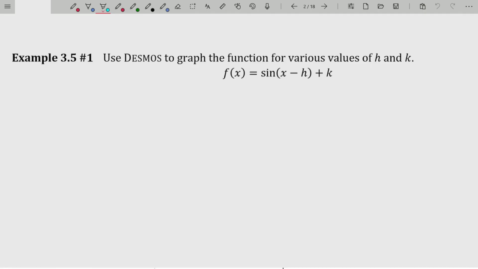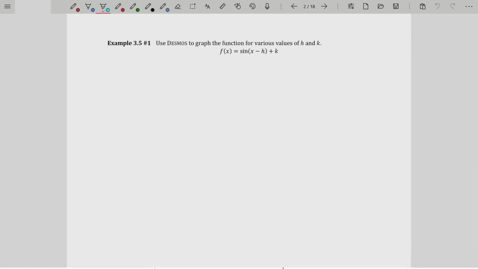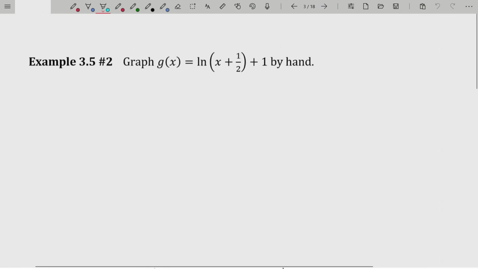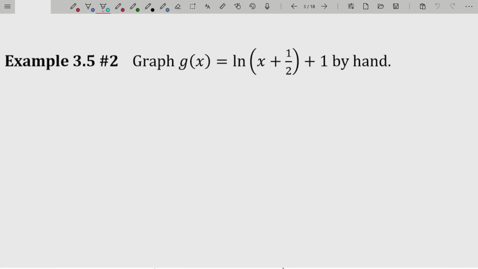And that brings us back to the page that we were just on, and there's really nothing else on that page. It just says go over to Desmos and fiddle around with that and see what they look like, right? And now we're to a new problem where it says here's a function g of x which equals the natural log of x plus 1/2 plus 1, and instead of using Desmos, graph this by hand.